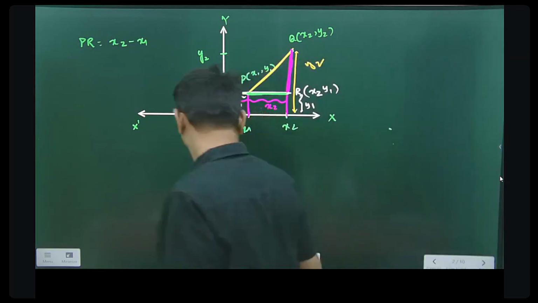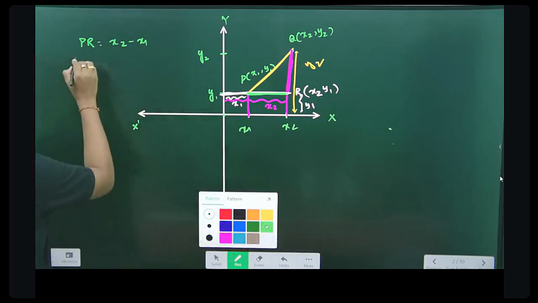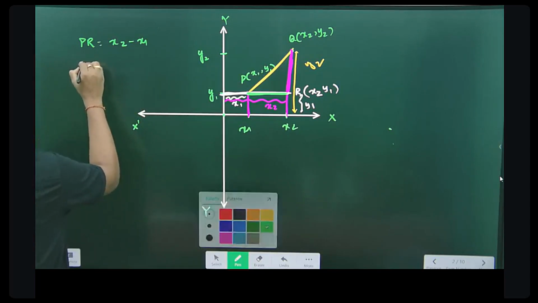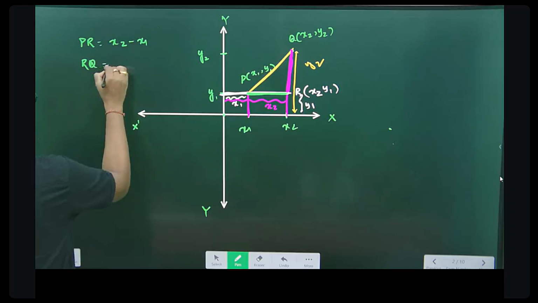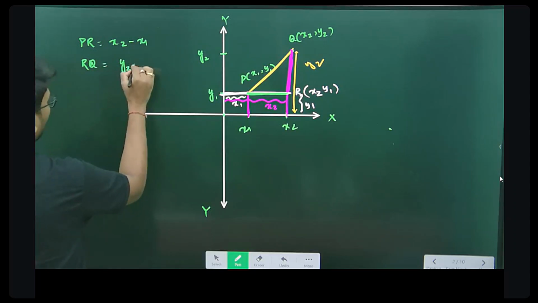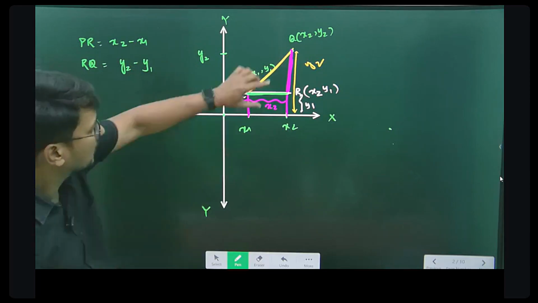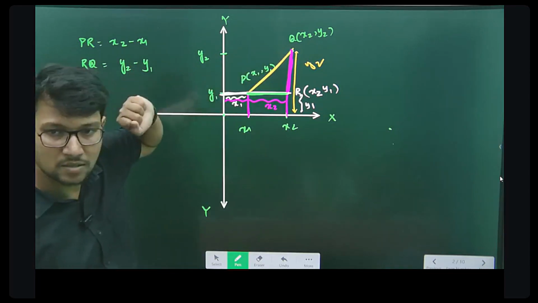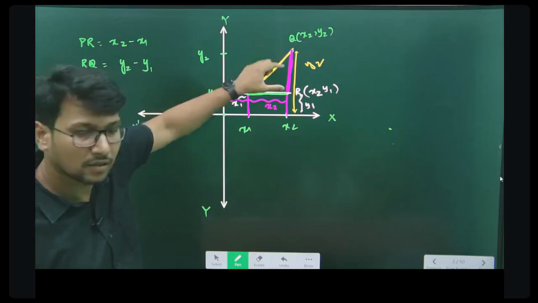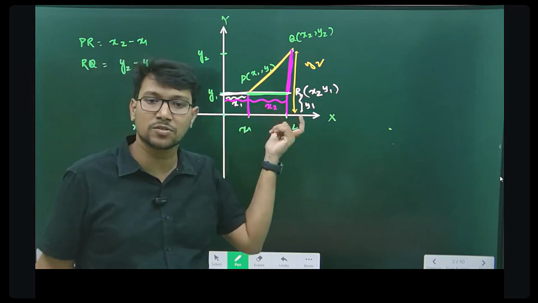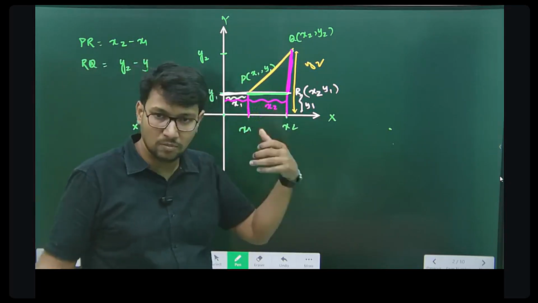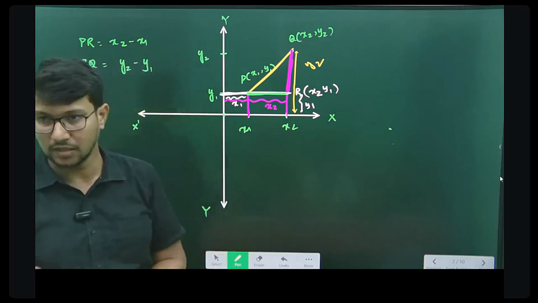y2 minus, let us write which value, children? RQ. RQ is equal to y2 minus how much? y1. Is that clear now? This point is y2 minus this length. Okay. Similarly, this length is how much? x2 minus x1. Clear, everyone?